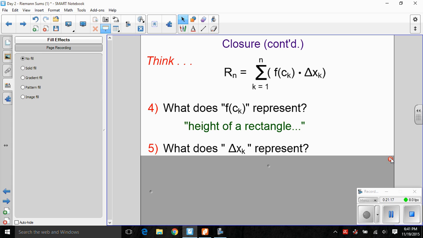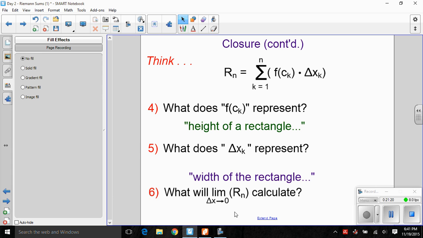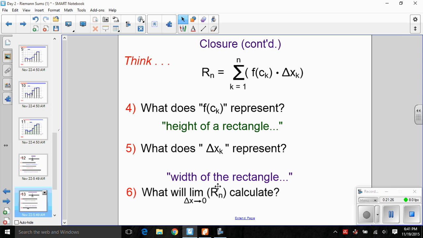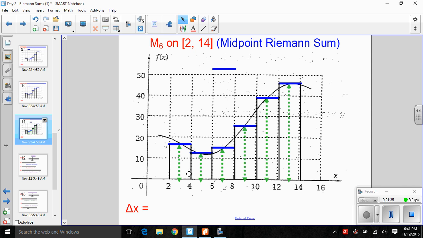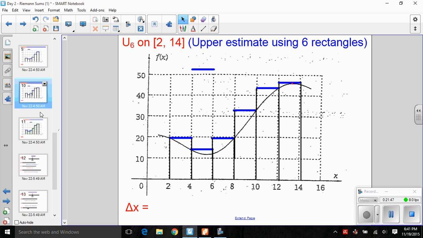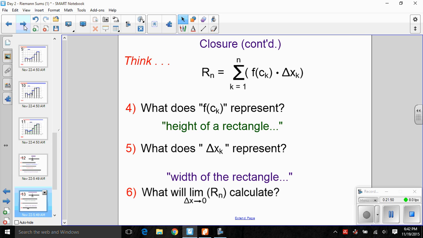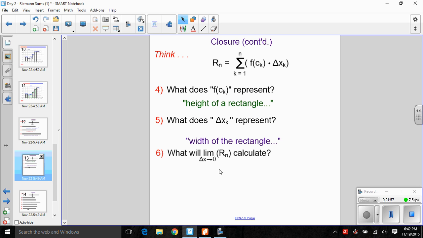And lastly, what will the limit as delta x approaches 0 of r sub n calculate? The moment you've all been waiting for. Here's the payoff. So yes, indeed, if we let delta x, the width of each rectangle, shrink towards 0, there would be more and more rectangles to fill up this space, which means that these jagged edges, where my rectangle does a poor job of approximating the curve on the graph, would become less and less. And so as I increase the number of rectangles, as you did in your activity, I'd finally be left with the exact area underneath the curve. And so that is what the limit as delta x approaches 0 of r sub n calculates. That leaves us with the exact area.